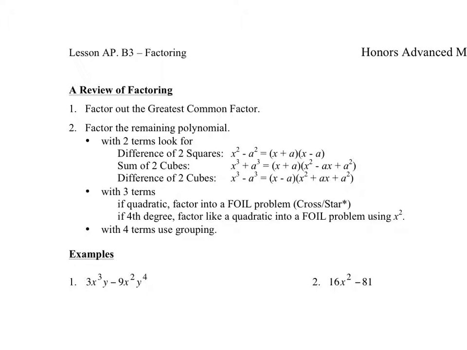So step number 1 is you want to factor out the GCF, the greatest common factor. That's always your first step no matter what you're doing, okay? When you're factoring, GCF is always factored out first, GCF. Okay, and then for the rest of the polynomial, you're going to look for some special things.